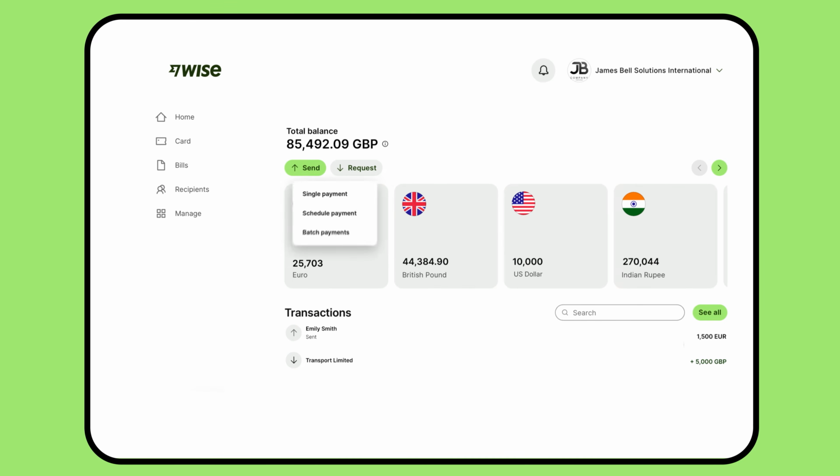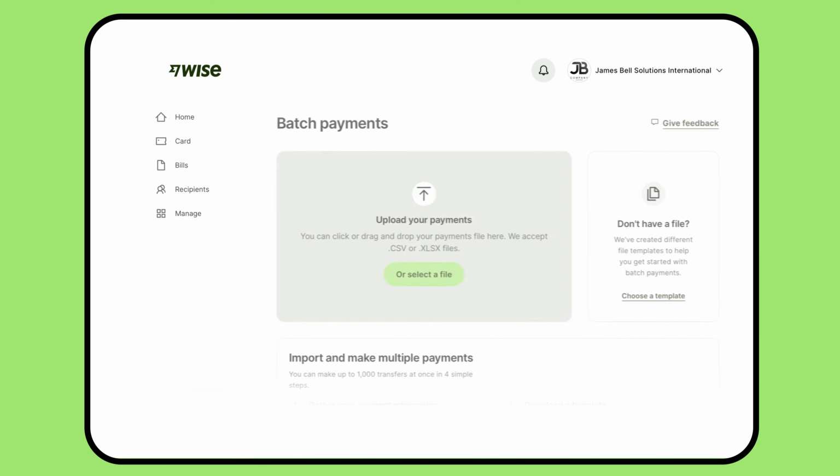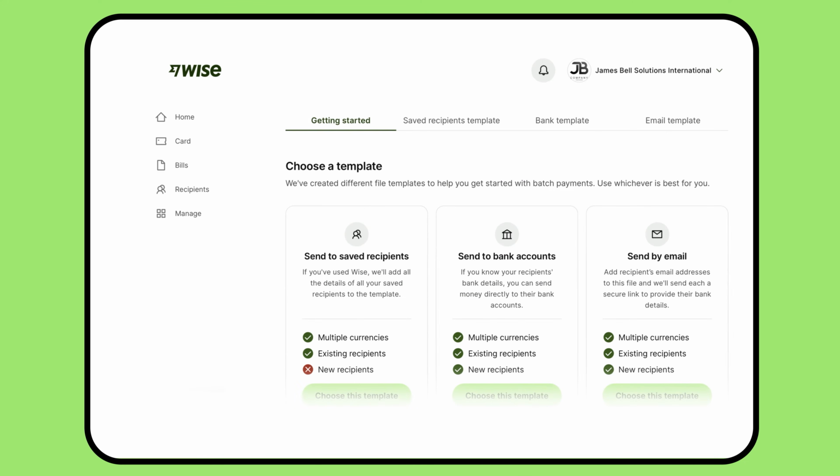Number 2. Batch payments. With batch payments, you can pay up to 1,000 invoices in a single click, which will make international payroll much easier.